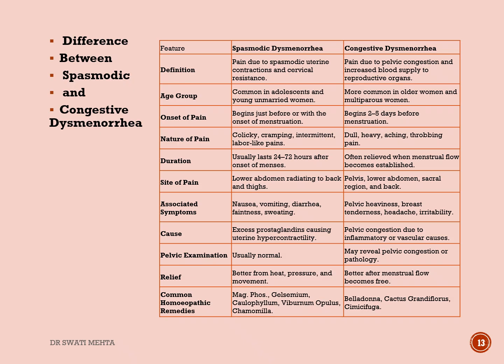A simple way to remember this difference is: spasmodic dysmenorrhea is characterized by uterine spasms and cramping pain that starts with the menstruation, while congestive dysmenorrhea is characterized by pelvic congestion and heavy aching pain that begins before menstruation and improves once the flow is established. Therefore, the nature, timing, and cause of pain are the key factors that help us differentiate spasmodic dysmenorrhea from congestive dysmenorrhea and guide the selection of the most appropriate homeopathic remedy.